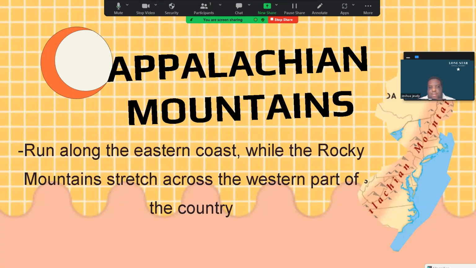So that's a major important thing in our country because a lot of people settled in the Appalachian Mountains, and a lot of people are settled there at the current period. So the Appalachian Mountains serve as a memorial for the United States in its early colonial roots, and still serve a purpose today.